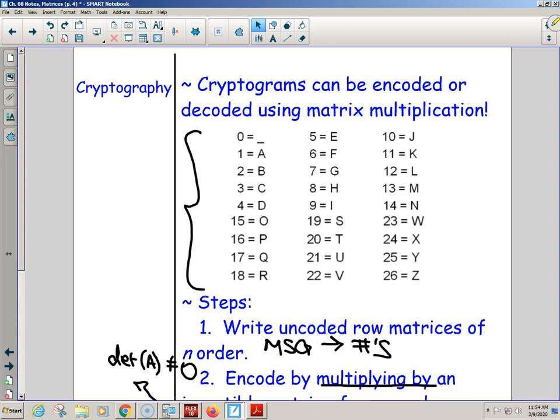Okay, read off to me your matrix. Is that your 7 by 2? Okay, 13.